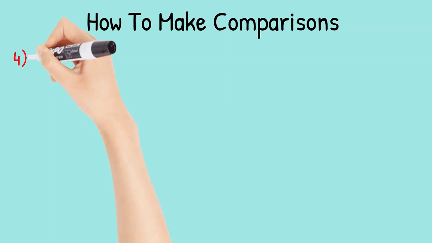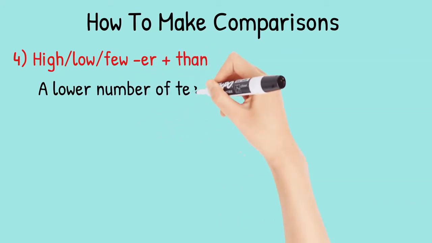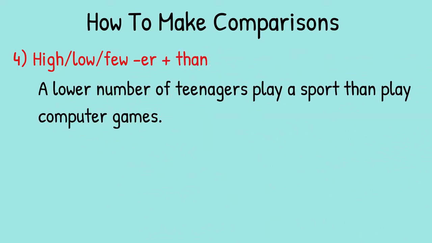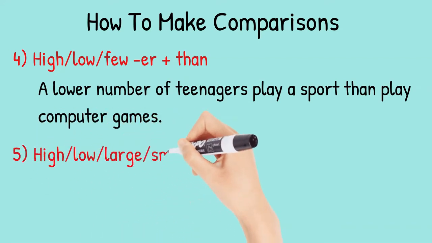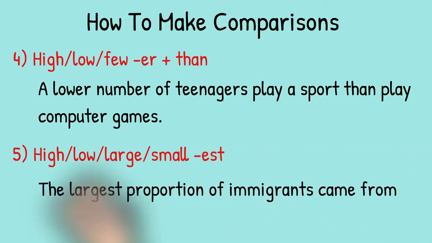The next structure is high or low or few or a version of fewer plus than. For example, a lower number of teenagers play a sport than play computer games. Next structure is high or low or large or small or a version with est. For example, the largest proportion of immigrants came from Mexico. These sentence structures are valuable tools for getting high marks for your IELTS Task 1 essay, so practice using them.